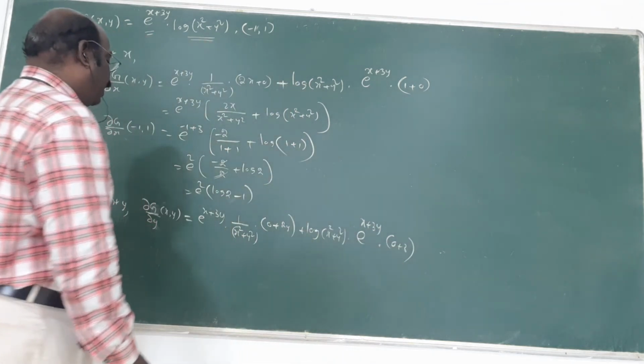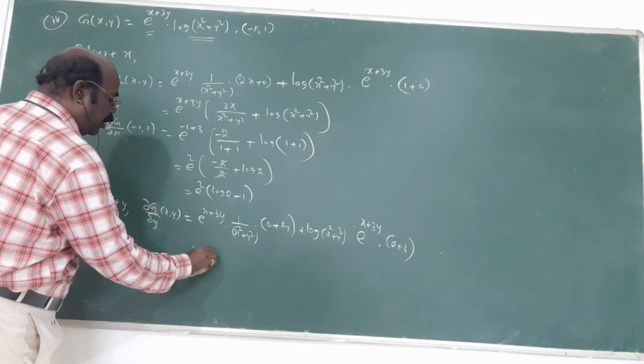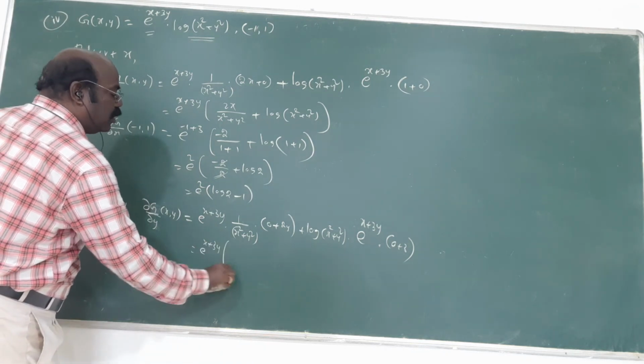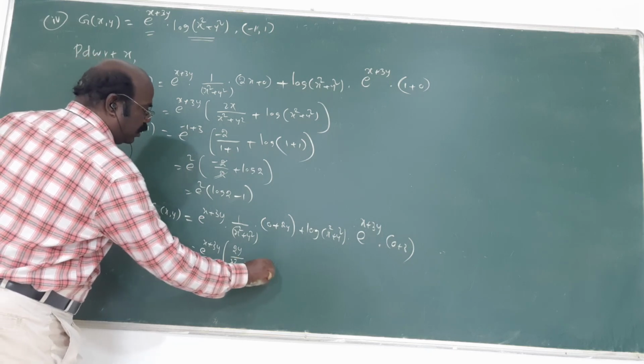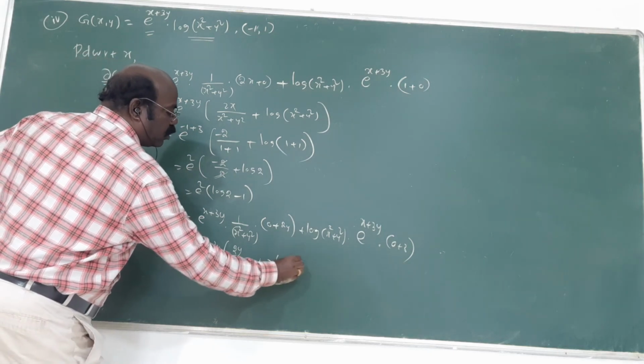Okay? Now again, what is common? E power x plus 3y is common. The remainder is 2y by x square plus y square plus 3 into log of x square plus y square.